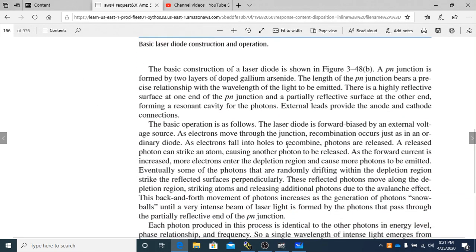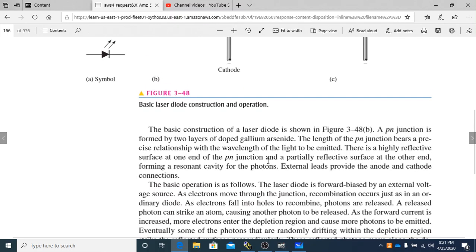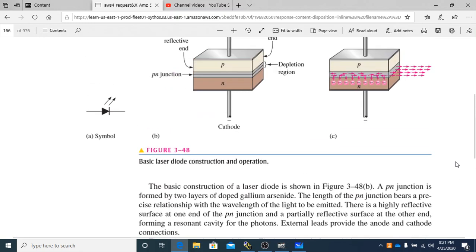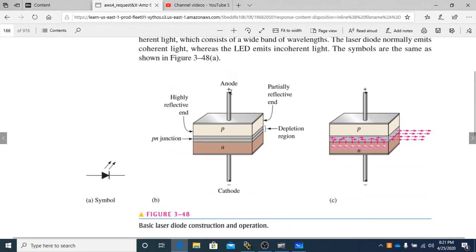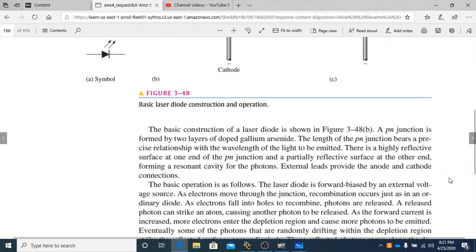The basic construction of a laser diode is shown, which we just went over. A PN junction is formed by two layers of doped gallium arsenide. The length of the PN junction bears a precise relationship with the wavelength of the light to be emitted. There is a highly reflective surface at one end of the PN junction and a partially reflective surface at the other end, forming a resonant cavity for the photons. External leads provide the anode and cathode connections. Here you have the external leads, considered axial leads.